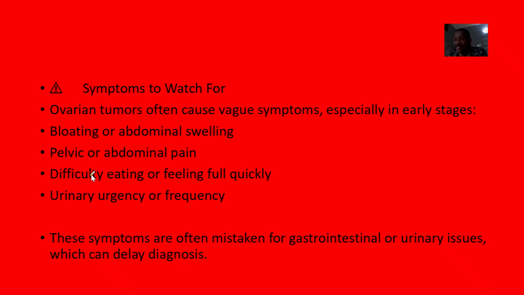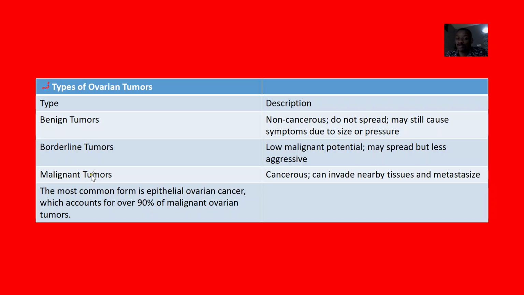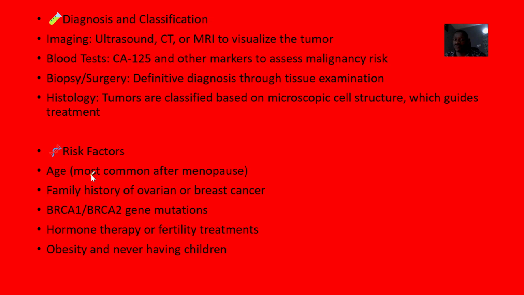Okay, so symptoms to watch out for. People that have ovarian cancer, you can see how big it is becoming. So it can make your stomach blocked. All right, abdominal swellings, pelvic pain, abdominal pain, difficulties eating or you feel full quickly, then urinary urgency or frequency.